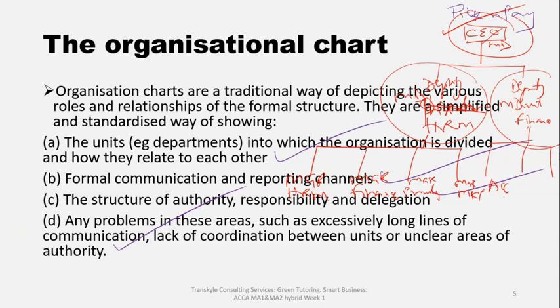Here we now have the auditor and so forth. All right, so you can see that these guys, the internal auditor, the accountant, they are now of the same rank. Okay, so that shows the relationship between them and so forth. The structure of authority, responsibility, and delegation.